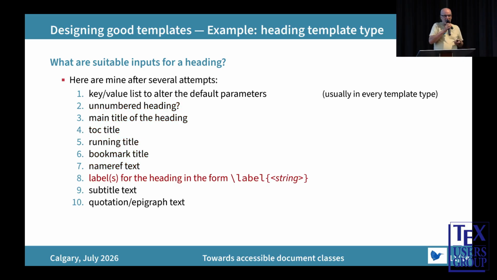Finally, we want to have something like labeling, so we want to pass a label string. And then there are two more. A heading might have a subtitle. A heading might have something like artwork or a quotation or something. And you could probably come up with more, but this is what we kind of settled on as being sort of a broad basis. What do you mean by subtitle?